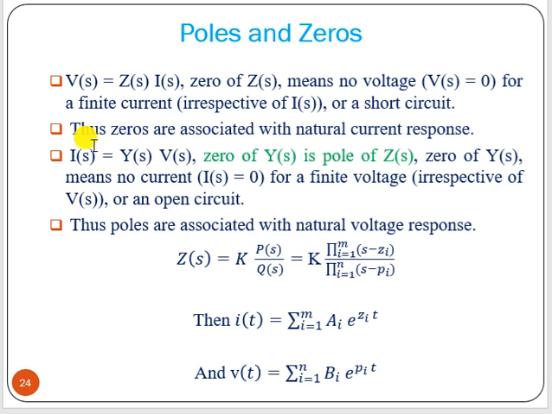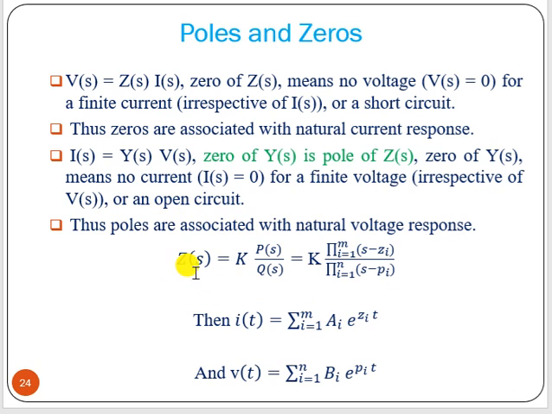And if we take the admittance function, I(s) is equal to Y(s) into V(s). Now in that case, zeros of Y(s) are nothing but poles of Z(s), because those are reciprocals of each other. Then zeros of Y(s) make Y(s) equal to 0. Then I equal to 0 irrespective of the voltage. Now I equal to 0 means an open circuit for a finite voltage. So thus poles are associated with natural voltage response.